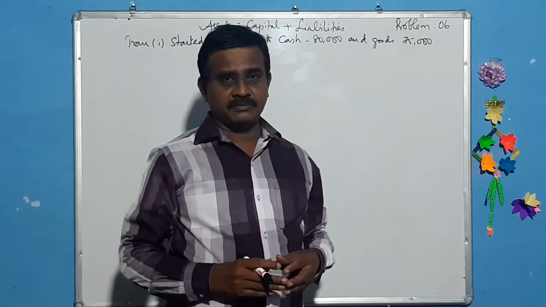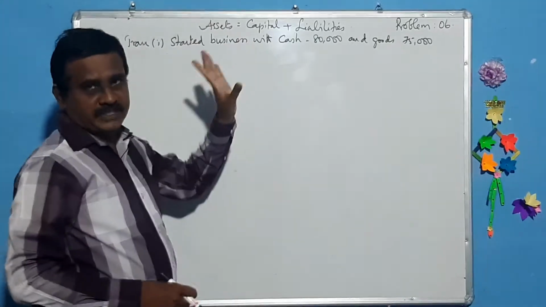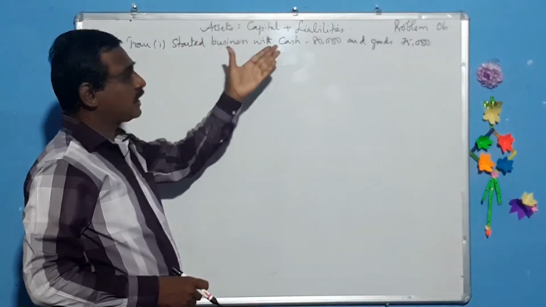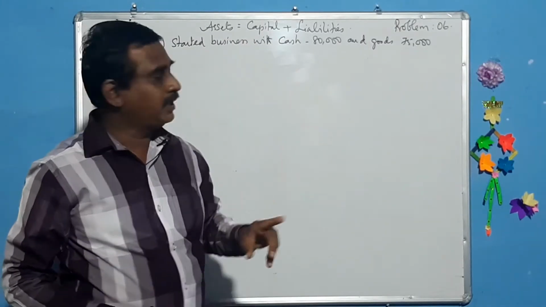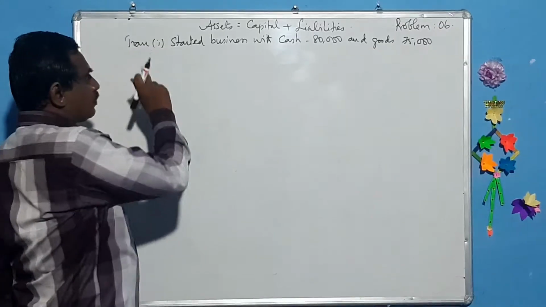Problem number 6. Shall we do? First, write the equation first. Assets is equal to capital plus liabilities. Remember, this will not carry any marks. And come to the transaction 1.